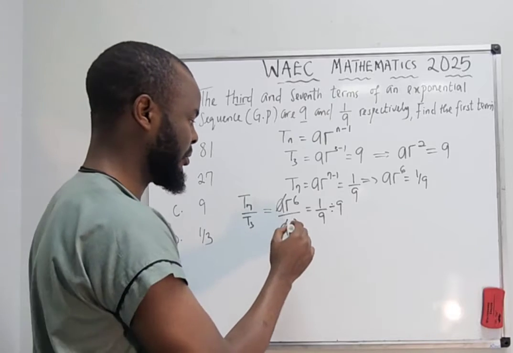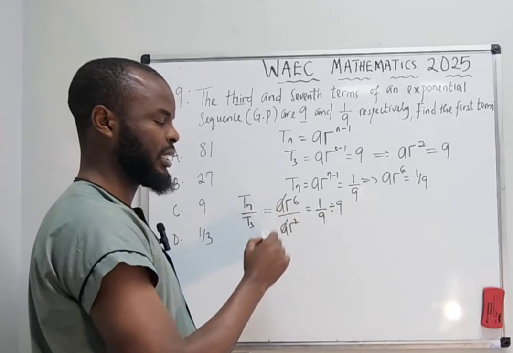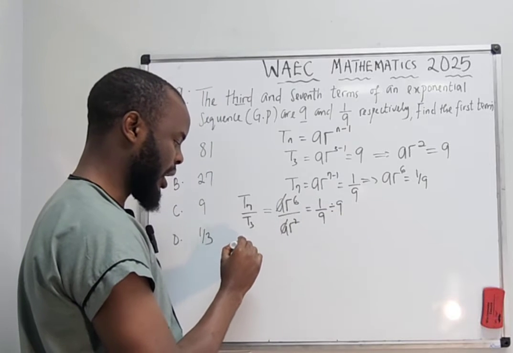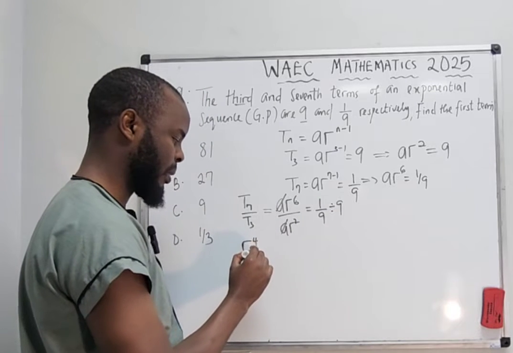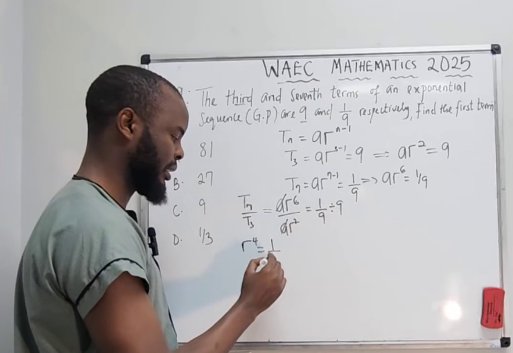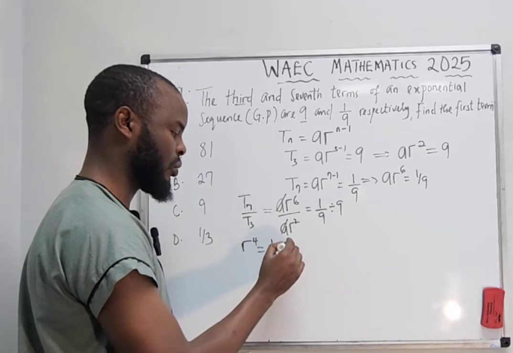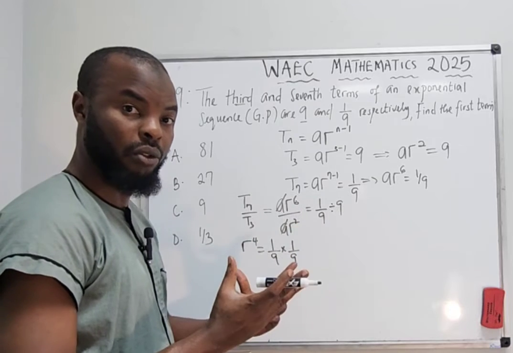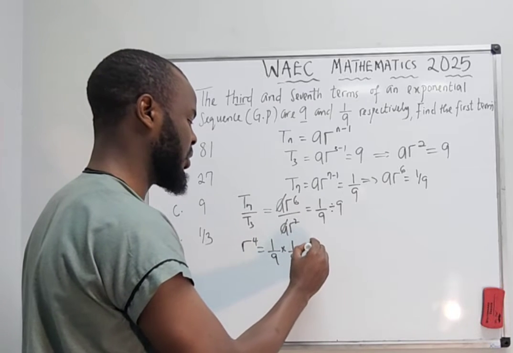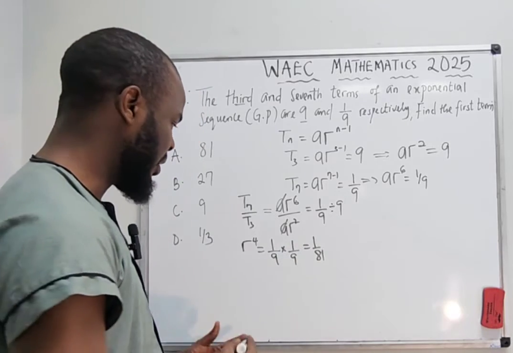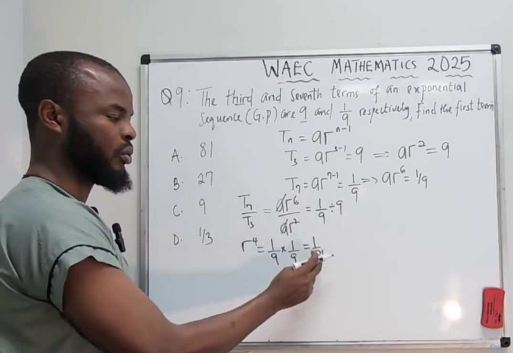So here we have r to the power of 6 divided by r to the power of 2, which is r to the power of 4, equals 1/9 times 1/9. Because when this turns to multiplication, you find the reciprocal. This gives 1/81. Now, r to the power of 4 equals 1/81.